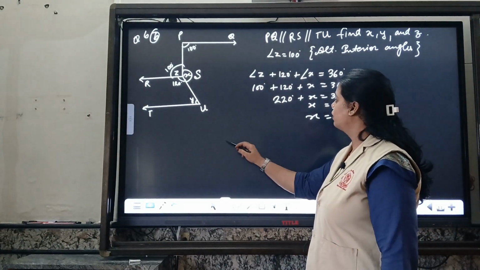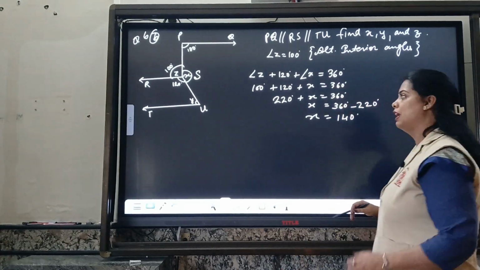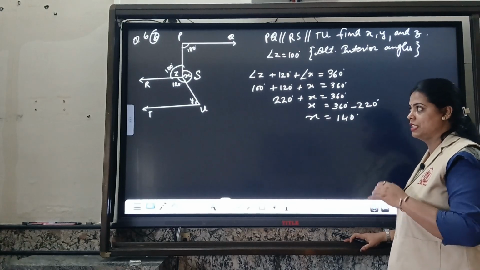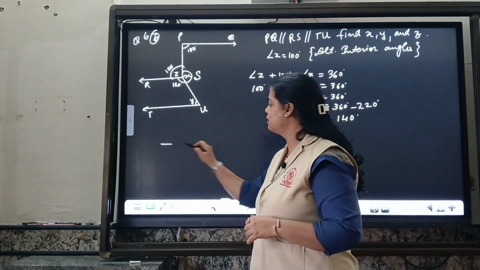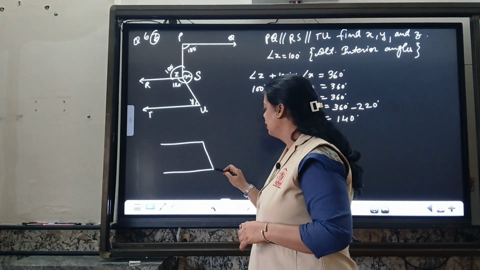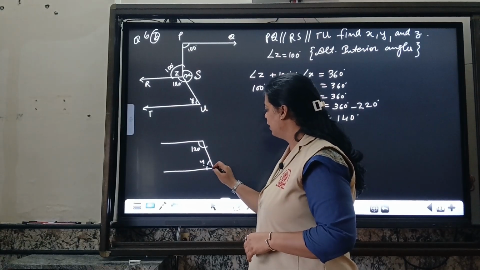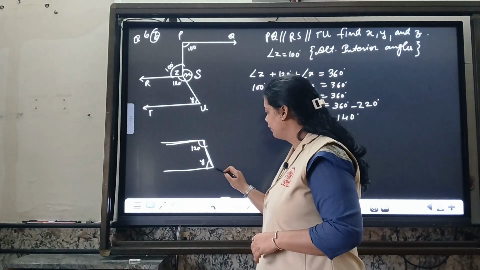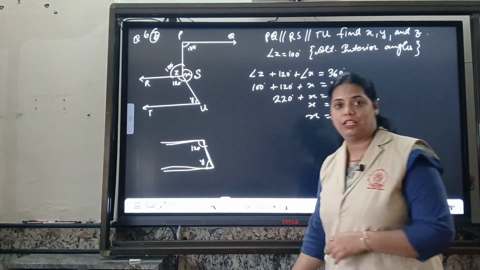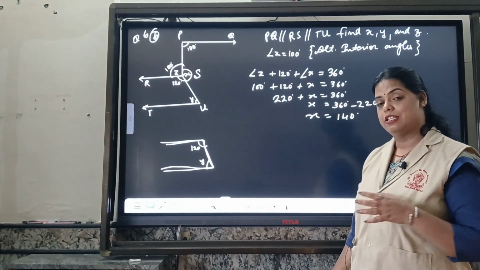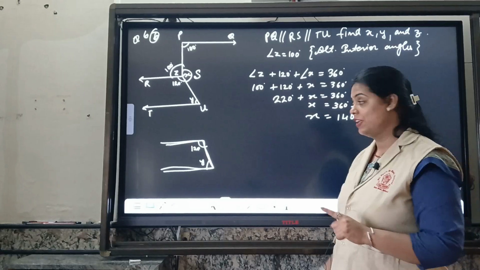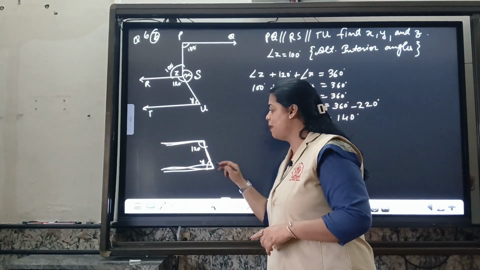Now it's turn to find angle Y. What is angle Y? Angle Y and angle S, which is inside the transversal line, here and here angle Y. They are forming a C. Angles forming a C are known as co-interior angles, and their sum will be 180 if these are formed by parallel lines.